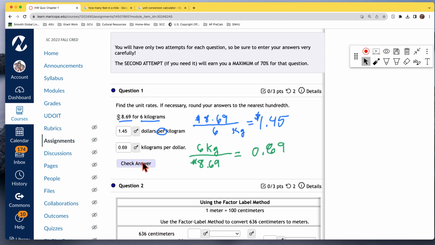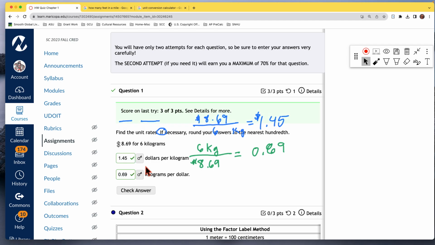And then when you do these, you can check your answer. Now with the quizzes, I think you can get 2 tries. So if you don't get it right the first time, which we did, I think you get a second try at it. You get 5 tries.